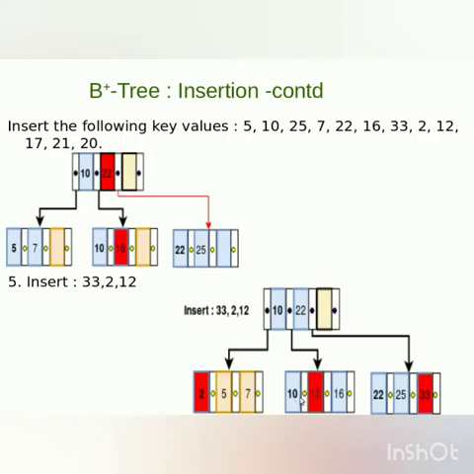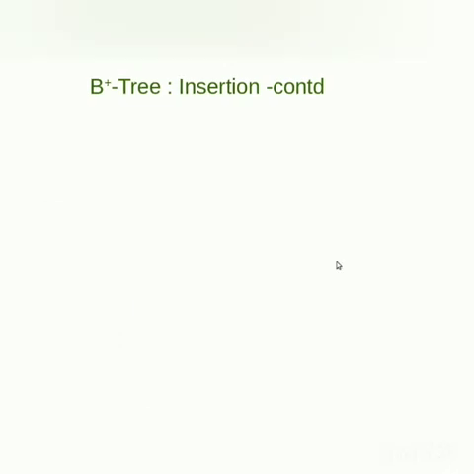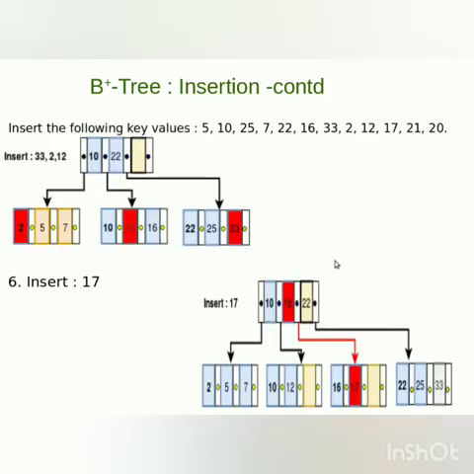How many leaf nodes will there be after this insertion of 17? After the insertion of 17, there will be 4 leaf nodes. This is like 10, 12 and 16, 17, and 16 will move up. After inserting 17, the tree looks like this. 17 comes to this node 10, 12, 16, which is split into 2: 10, 12 and 16, 17, and 16 is moved up.